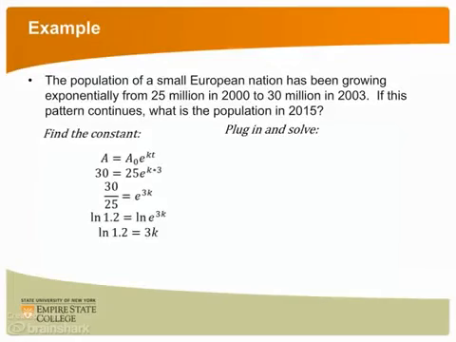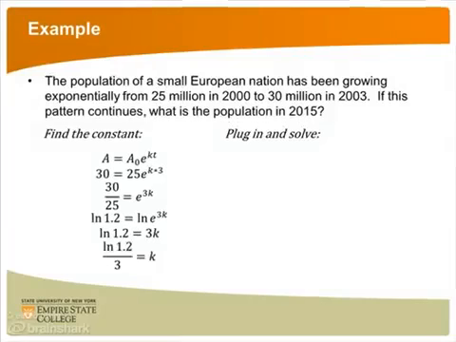We leave the natural logarithm of 1.2 as is, because we want to maintain precision as long as possible. On the right side, the natural log and the e cancel each other out, and we are left with 3k. Divide both sides by the 3.